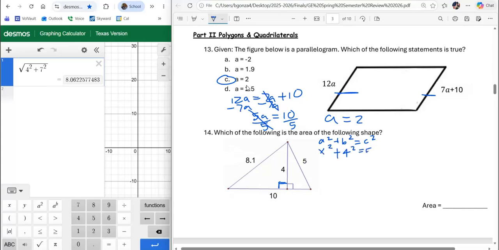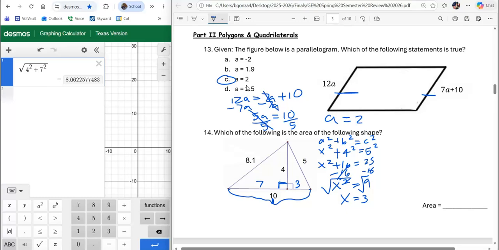A Pythagorean triple. Okay. So you get x squared plus 16 equals 25. You subtract 16, x squared equals 9, and you square root and you get 3. So this little piece is 3. If the whole thing is 10, 10 minus 3 means this should be 7, right?